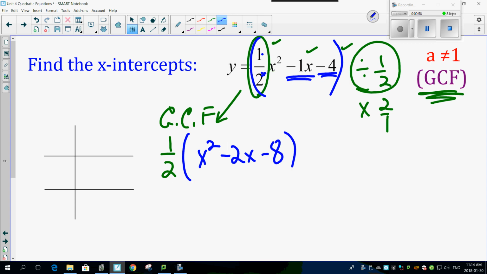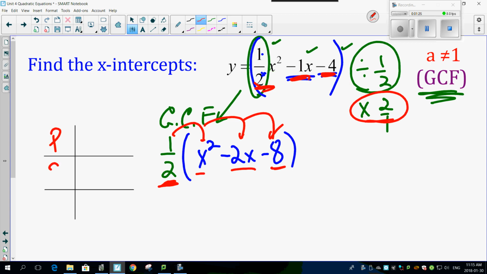And if you don't believe me, go back and just distribute it back in. Look, half of x squared gives you half x squared. Half of negative 2 gives you negative 1. Half of negative 8 gives you negative 4. So you haven't done anything crazy yet. You've just factored out a half by multiplying everything by its reciprocal, which just happens to be 2. Then you can go out and PSA this. But that's one school of thought. I want to show you the other school of thought on this because I think it's really cool to see.